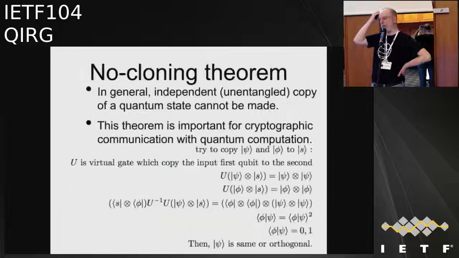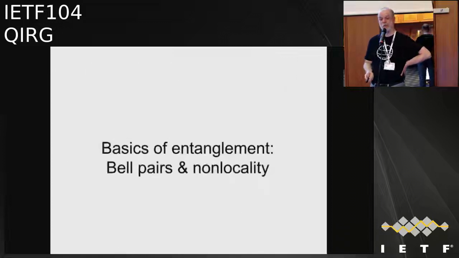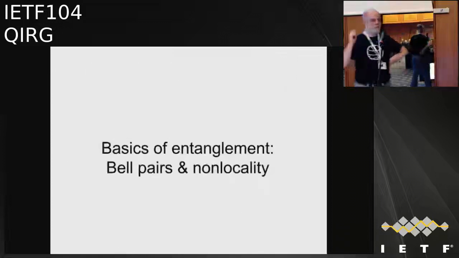There's a thing called the no-cloning theorem. I'm not going to go through this, but basically it means you can't make unentangled copies of things, which limits our ability to do error correction and store and retransmit on failure and things like that. And with that, you want to take this part?